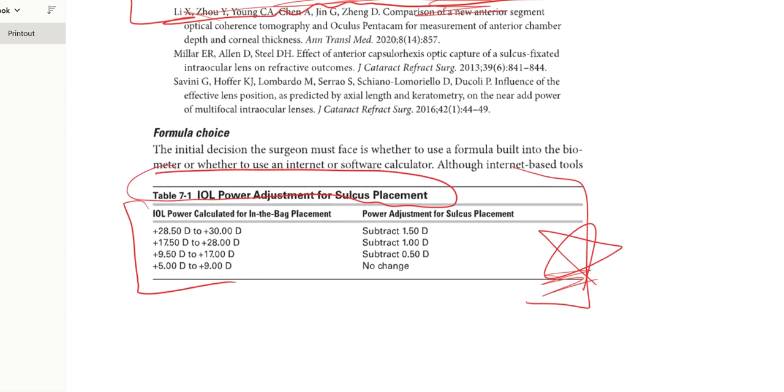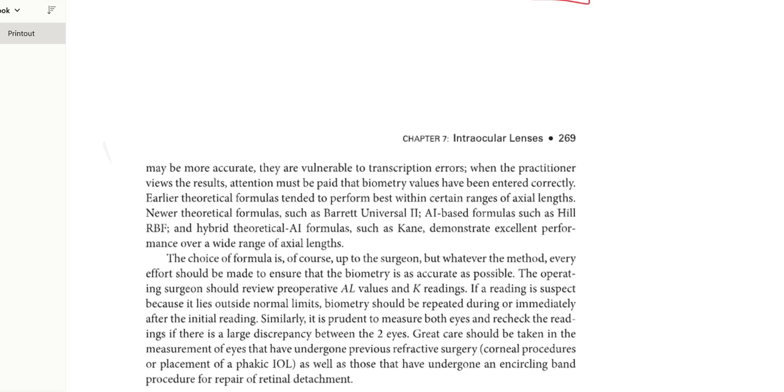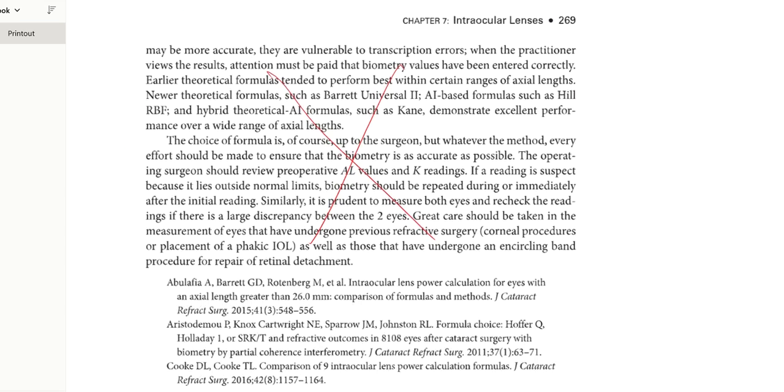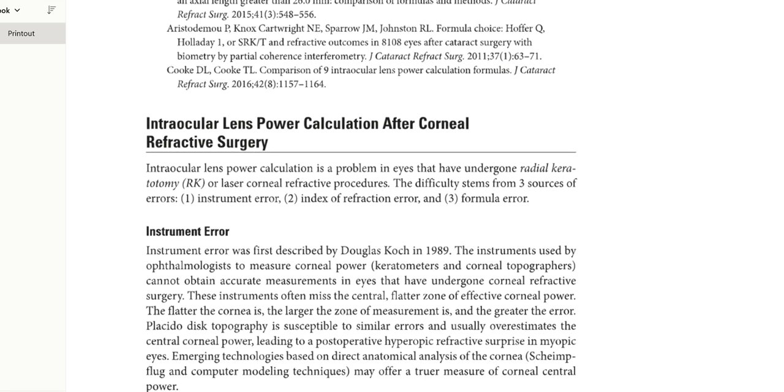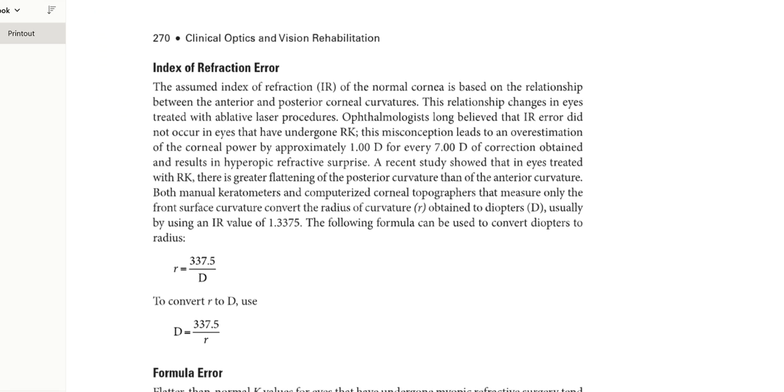Only the table is important. This formula choice is not very much important. You can leave it. Instrumental error after the cornea surface surgery. Quick read. Not very much good.